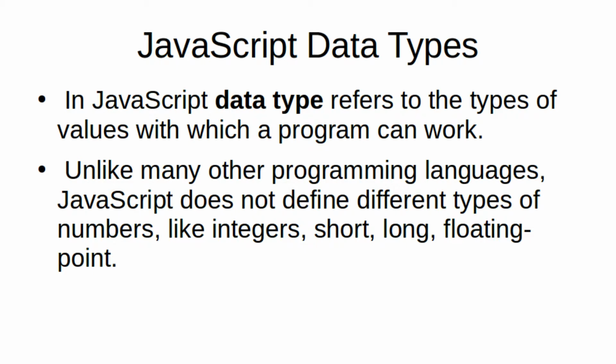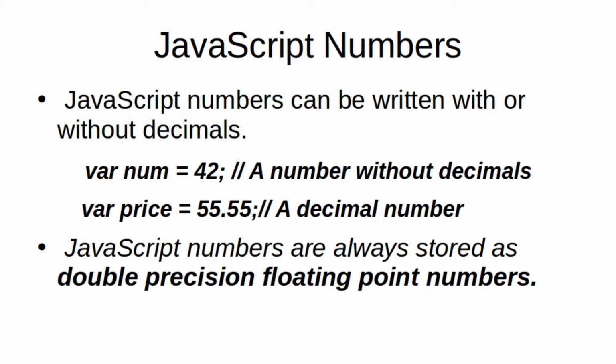In JavaScript, data type refers to the types of value with which a program can work. Unlike many other programming languages, JavaScript does not define different types of numbers like integers, shorts, longs, or floating point. In JavaScript, numbers can be written with or without decimals. Here we have an example of a number without decimals and a number with decimals. JavaScript numbers are always stored as double precision floating point numbers.